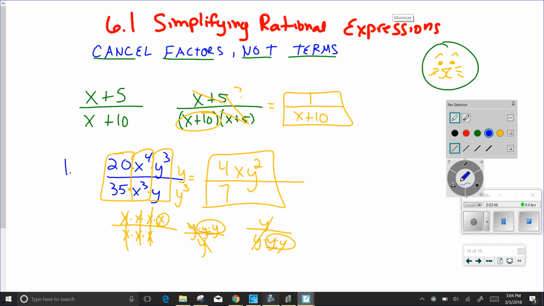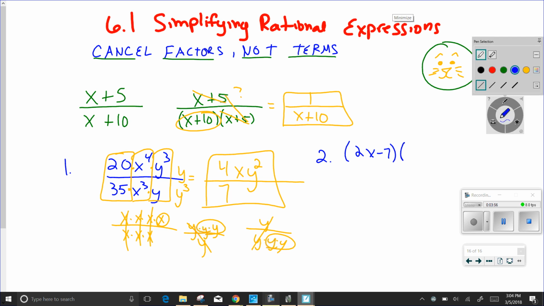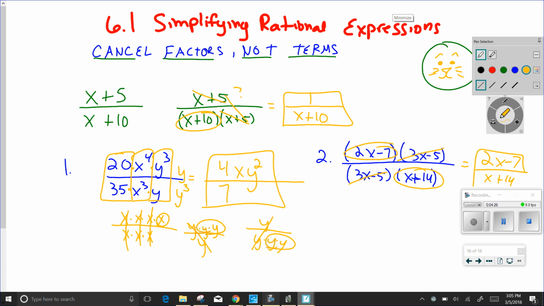Okay, let's look at number 2, where we have 2x minus 7 times 3x minus 5 over 3x minus 5 times x plus 14. Now, this is a pretty straightforward problem. You have to have everything factored in order to cancel. So this one is already factored. Those cancel, and you're left with those 2 factors. So on the top you have 2x minus 7, and the bottom is x plus 14. And that's as far as you can take that one.